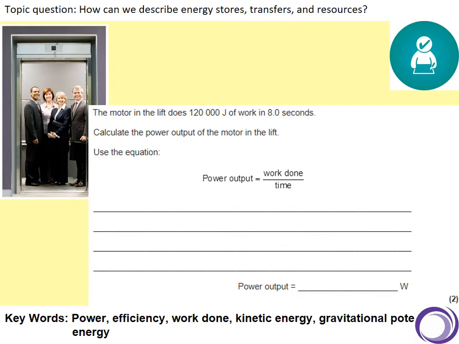Okay, so now we're going to practice using the power equation. You have a motor and the lift does 120,000 joules of work in 8 seconds. So you'd be boxing the word calculate because that's your command word. The power output, that's your key words, you'd underline that, of the lift, the motor and the lift. And you've got the equation there for you. So you just need to decide between those two numbers at the top there, which is your work done and which is your time, and then put your numbers into your equation and calculate it. Pause the video here and have a go at that question.